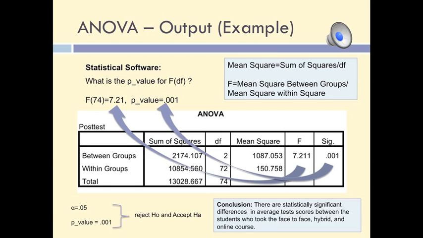All we have to report from this table is the value of the F test statistic, the degrees of freedom, and the p-value. The APA convention is to write the degrees of freedom in parentheses next to F. For this example, the test statistic F with 74 degrees of freedom is 7.21 with a p-value of 0.001. Because this p-value is lower than alpha of 0.05, we can reject the null hypothesis and accept the alternative hypothesis. So now we know that there is a significant difference in student performance across the three groups.